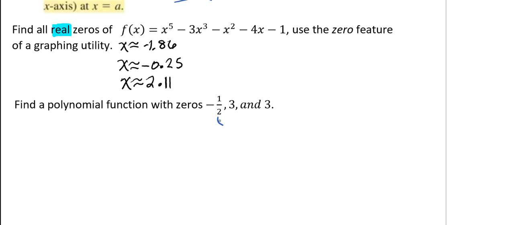Here, this negative 1/2 is telling us that we're going to have x plus 1/2 for a factor. But we don't want fractions. So we are going to multiply everything by 2. Multiply that by 2, multiply that by 2, so that the fraction goes away. And it's going to give us 2x plus 1. So that's what we're going to use for this 0 right here.